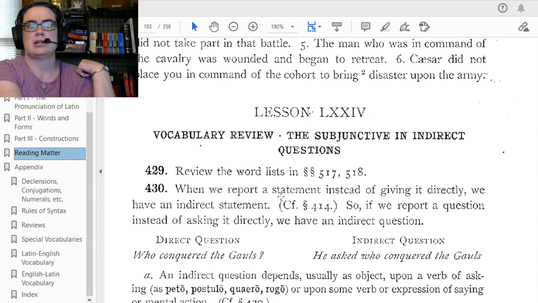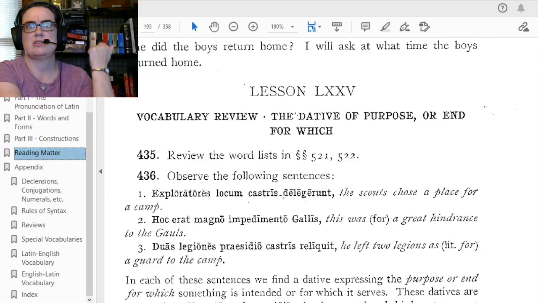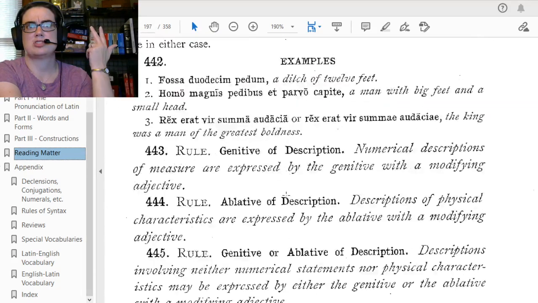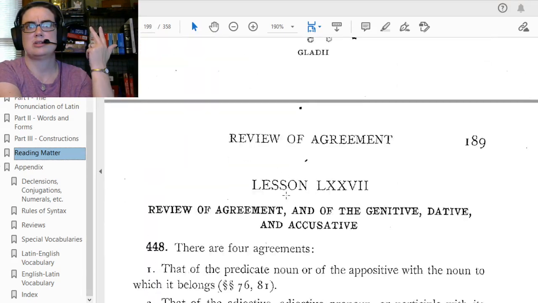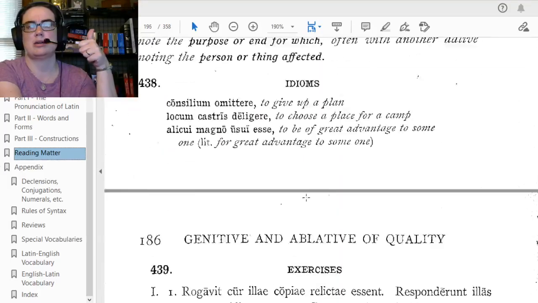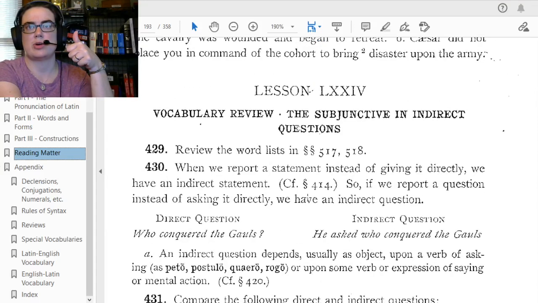All right. Indirect questions, dative of purpose. Genitive, ablative, description. I'm going to end early because I think next week we'll just finish everything. Because we've got one big construction left, indirect questions, two syntax things, an ablative and a genitive, and then just review. So we'll do those items next week.